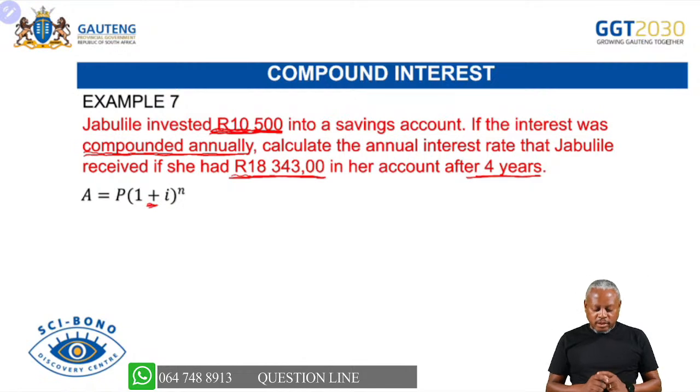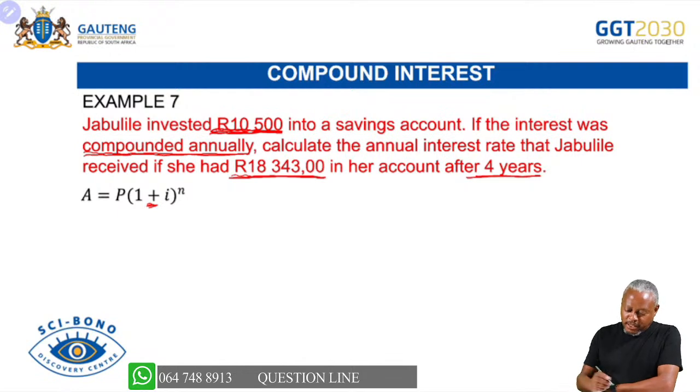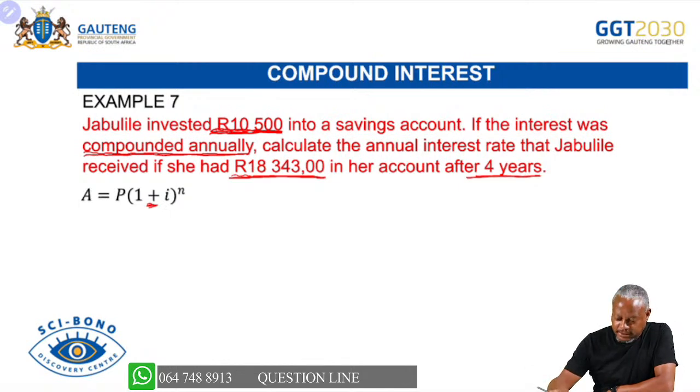Compounded. Now, the correct formula has been identified for the correct problem. Now, we need to substitute into the correct formula. We have learned: what is our P? What is our N? It's 4. What is our A? It's 18,348. P is how much? 10,500, the principal amount. Number of terms is 4 years.